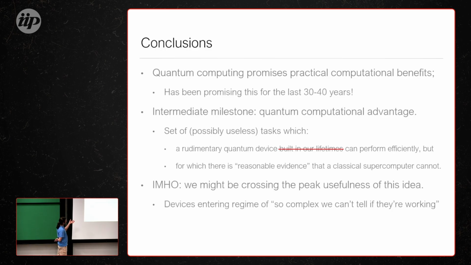But then I think that, in my opinion, we might be crossing the peak usefulness of this idea. Because we're entering a regime where the devices are becoming so complex that we're losing the ability to even tell whether they're working properly, which is a disadvantage of this concept of computational advantage.